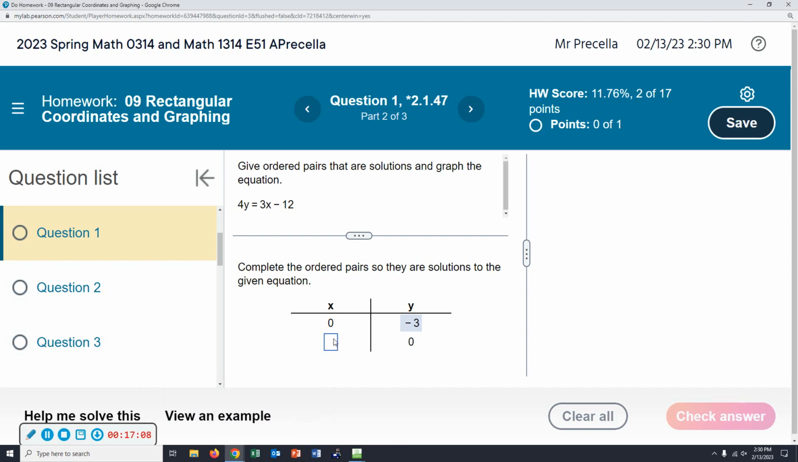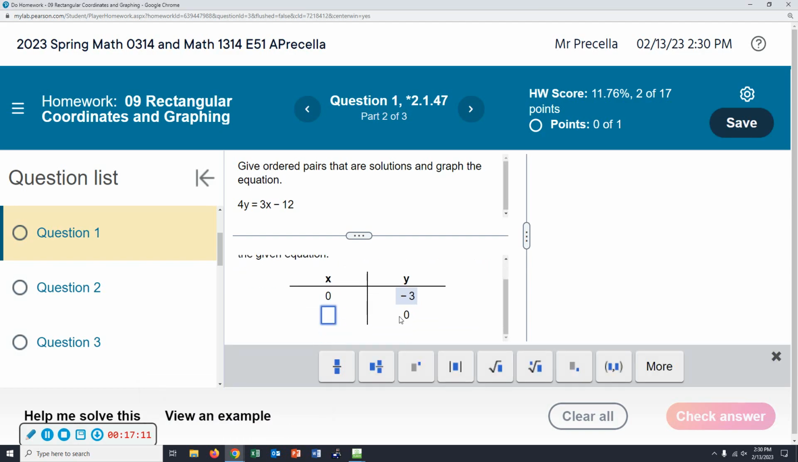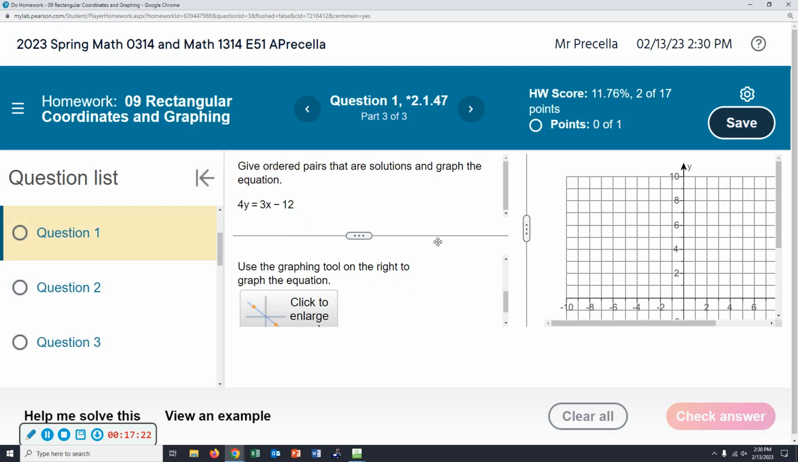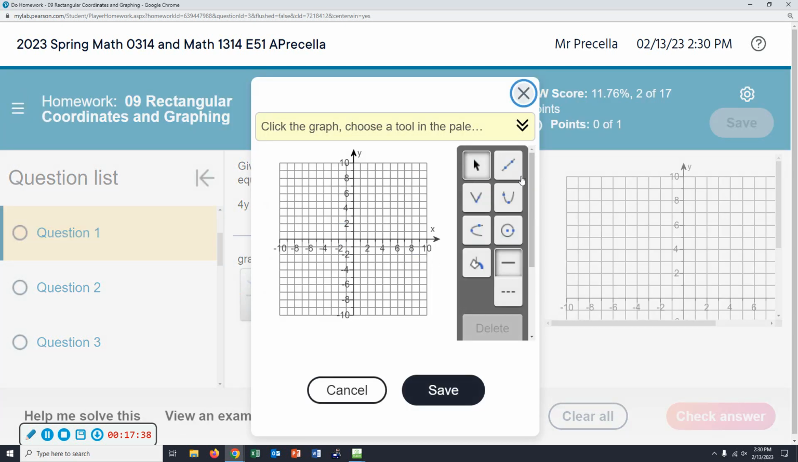Come over here. What number am I typing in there? A 4? And now it says, this is the first time this semester we've used these graphing tools. We're going to graph it right here. And to show the whole thing, I'll click right here where it says click to enlarge. It doesn't really enlarge it. It just enlarges this whole graphing area over here. And the yellow instructions up here sort of walk you through how to use this stuff.